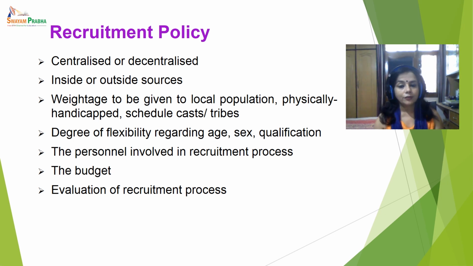Then the budget which will be allocated for the recruitment function. Then evaluation of the recruitment process, as we have discussed earlier also. Once you are through with the recruitment, you have to look back whether we have got the adequate number and type of people or not. So this is the whole of recruitment policy.